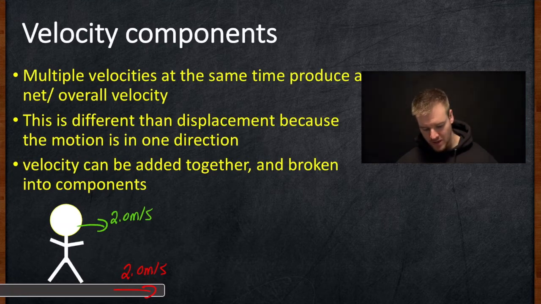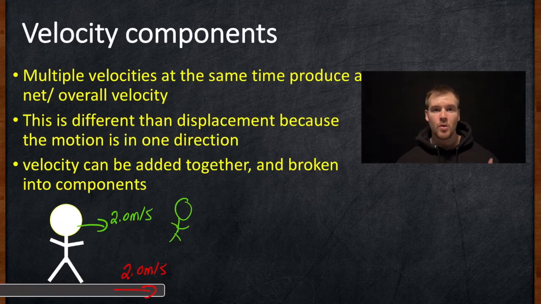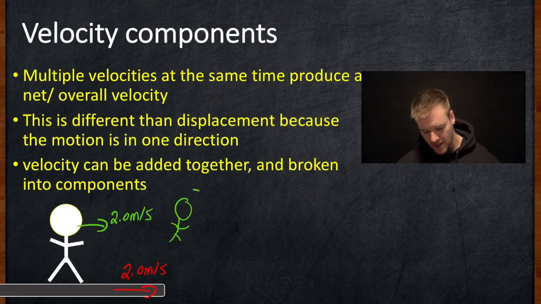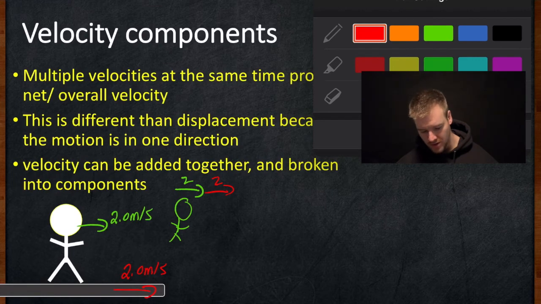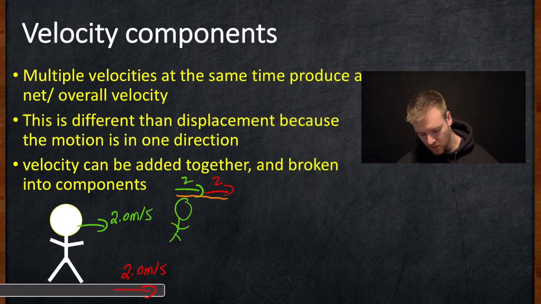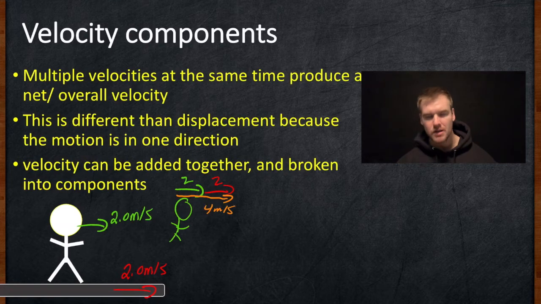Relative to someone who might just be standing in the back here, they're going to see this person moving forward at 4 meters per second. So the 2 adds on to the 2 and we get a total of 4. So I would draw that with arrows like this. I would draw, he's moving at 2, and then I would switch to red, say the sidewalk is also moving at 2, and our overall, which is put just in orange here, would be a total of 4 meters per second. So they add together like that.